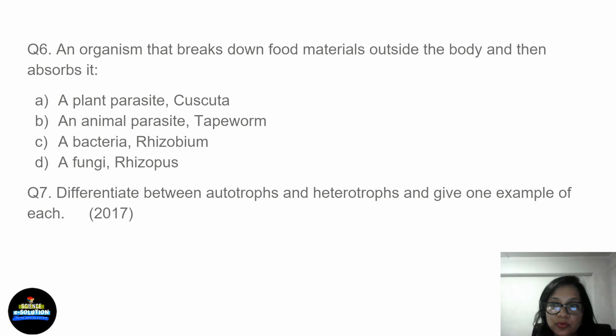Now come to the next question. An organism that breaks down food materials outside the body and then absorbs it: parasite, Cuscuta; animal parasite, tapeworm; bacteria, Rhizobium; or a fungus, Rhizopus. I think you have guessed the answer correctly. It will be fungus, Rhizopus, because breaking down outside the body and then absorbing. This is a very important concept, students. We have seen many questions come in the previous years from the same concept.